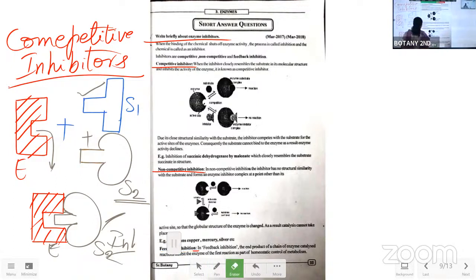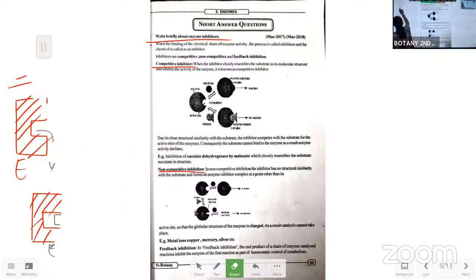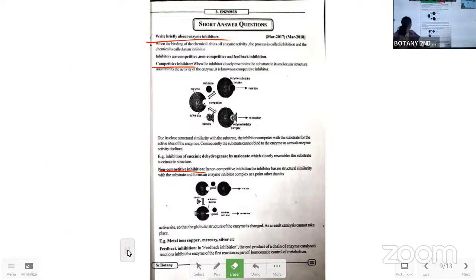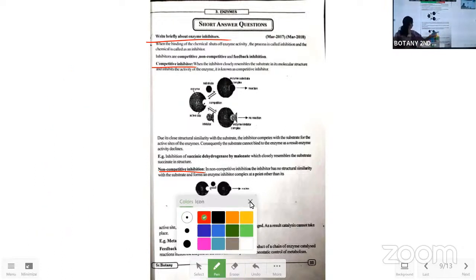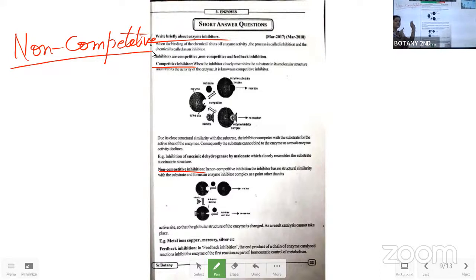And now comes the second one, that is the non-competitive inhibitor. Non-competitive inhibitor means the inhibitor does not have the same shape as the substrate, but it tries to delay the product formation by attaching itself to the exactly opposite side of the enzymatic groove.